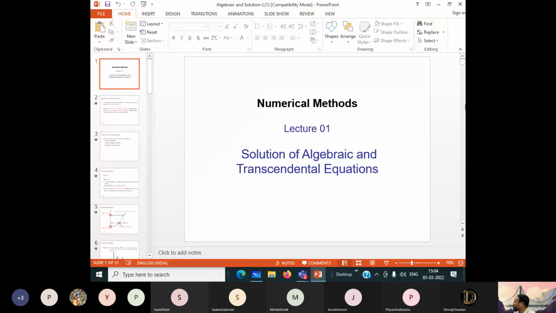For example, x square plus 2x plus 1 is equal to 0. These are algebraic equations. Now, what about the non-algebraic? Where we have combinations of logarithm functions along with the algebraic function, this is called a transcendental equation. Okay. Now from class 7, 8 onwards, what did we do?